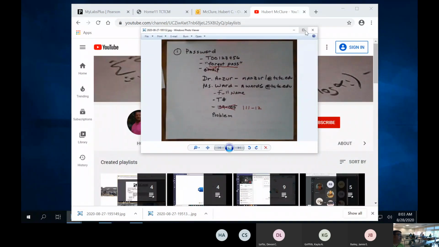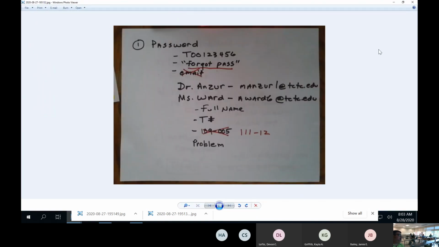Some of y'all, and I'm going over this with all my classes, so don't take it personal when I say y'all, some of y'all are having problems with, I did this for a student last night at home, and I just took a snapshot with the document cam. If you're having problems with your password, I always tell students first, try your T number for your password, and then go through forgot your password.